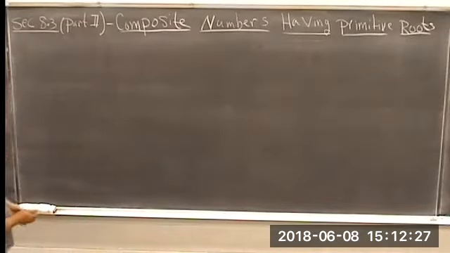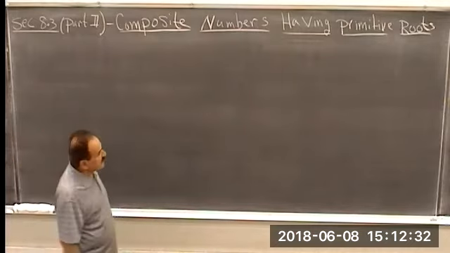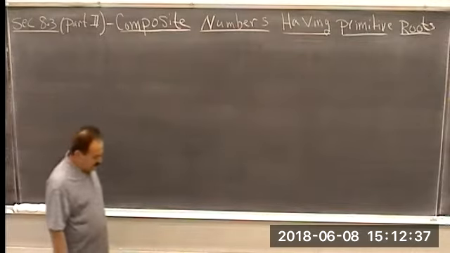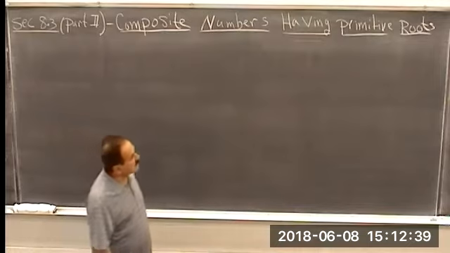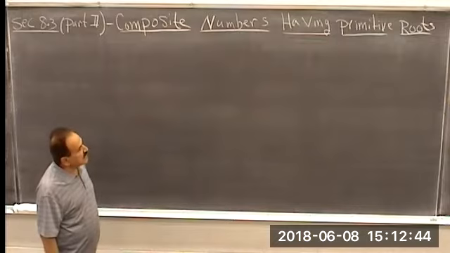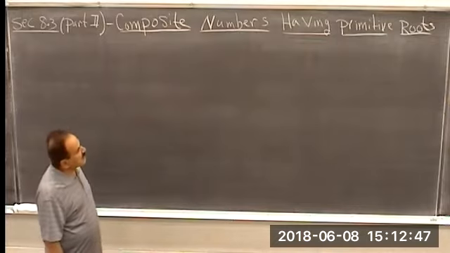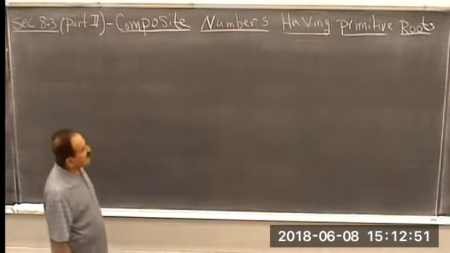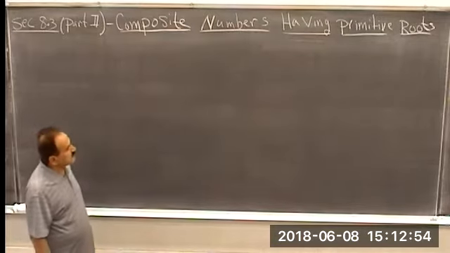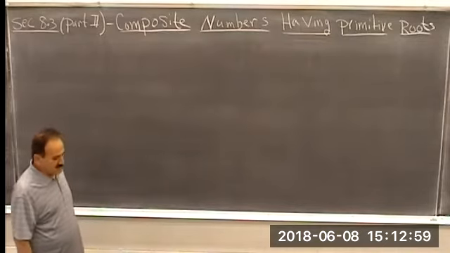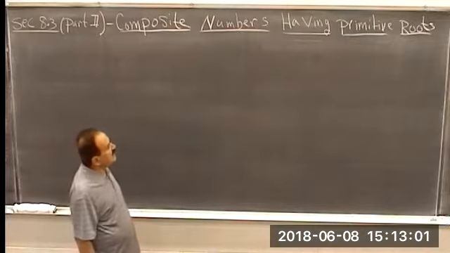Okay, so this is a continuation of section 8.3. And in this lecture, we're going to show the existence of primitive roots for powers of primes. Remember that in the previous lecture, we showed the existence of primitive roots for p squared, for any odd prime p. So now we're going to generalize this to higher powers of the primes, bigger than 2.